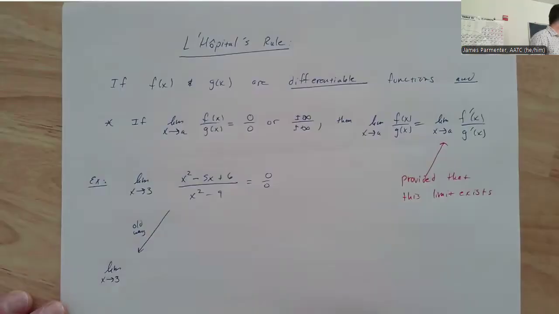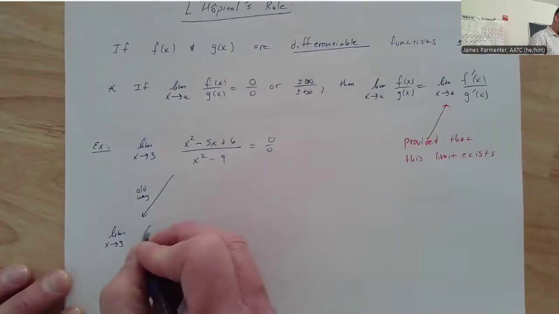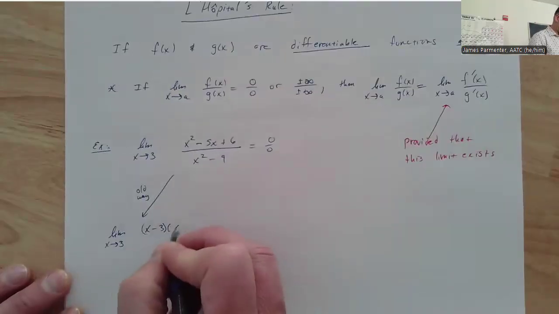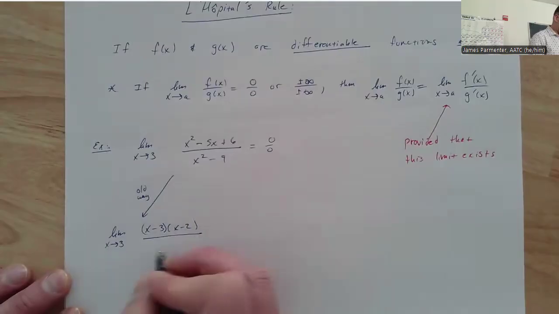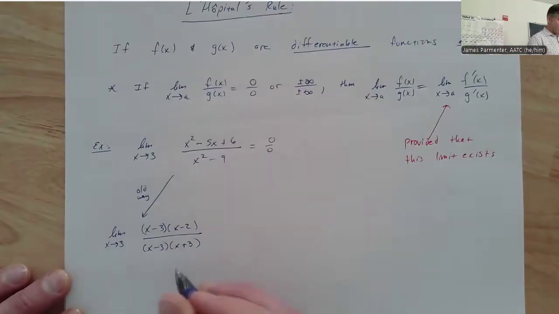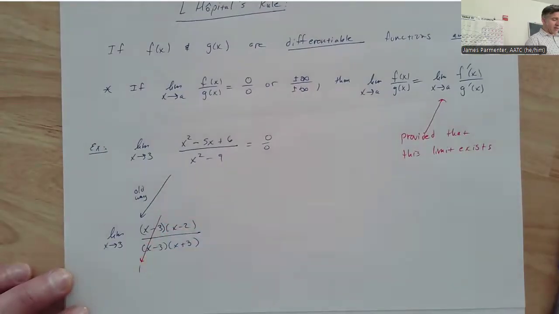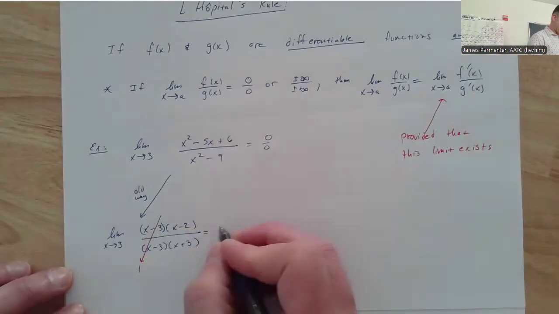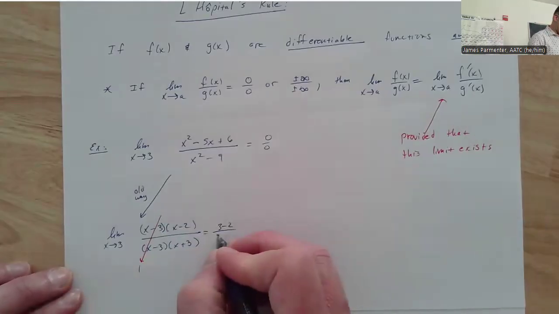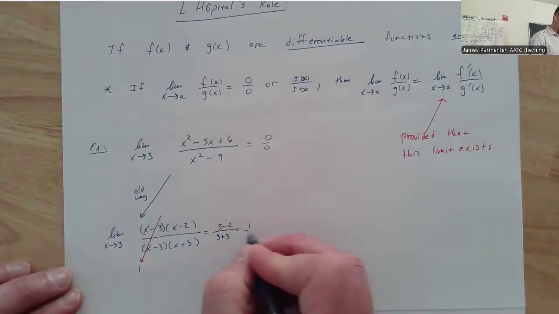So the limit as x approaches 3, we have on top x minus 3 times x minus 2. On the bottom, we have x minus 3 times x plus 3. The x minus 3's divide to 1. And now you can plug in the 3 for the remaining x's and get 3 minus 2 over 3 plus 3, which is 1 over 6.